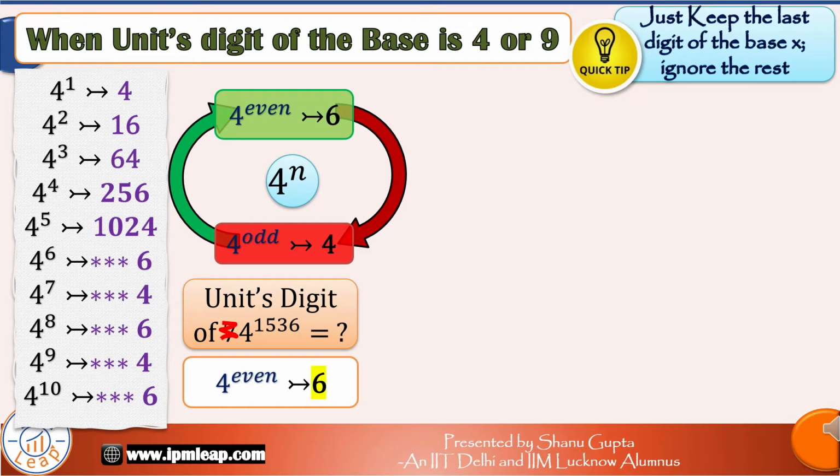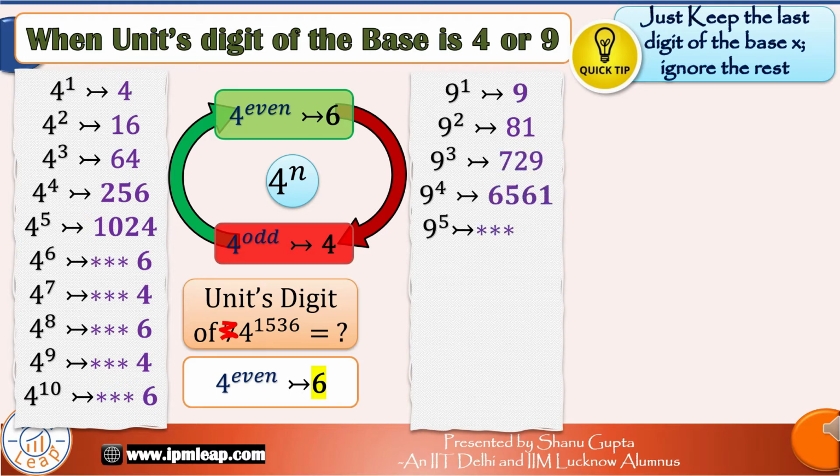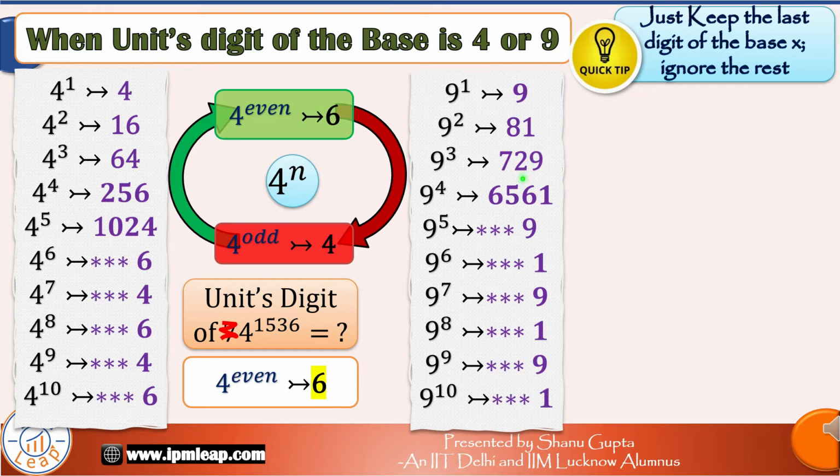Similar pattern is observed in powers of 9. 9 raised power 1 is 9. 9 raised power 2, 81. 9 raised power 3, 729. 9 raised power 4, 6561, and so on. 9 raised power 5 will have a units digit of 1 into 9, that is 9. And 9 raised power 6 will again have a units digit which is same as that of 9 into 9, 81, which ends in 1.